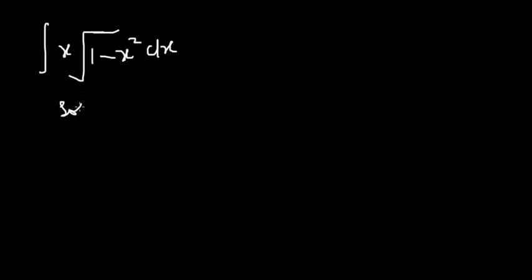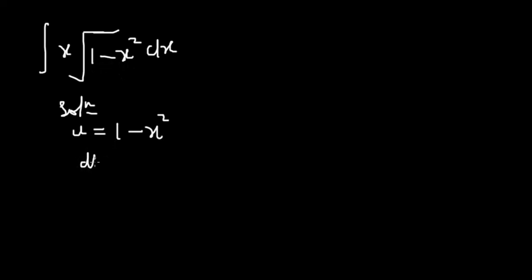Let's say you are given the integral of x, then you have a root of maybe 1 minus x squared, and then you have dx. So you are told to integrate. You just use a simple approach, the same principle. So you just have to use your substitution. So you have u equals 1 minus x squared.